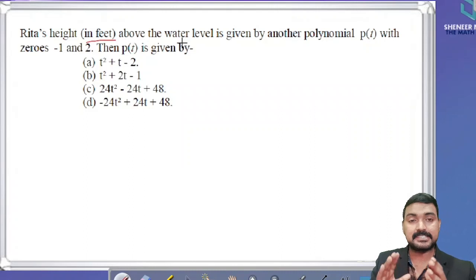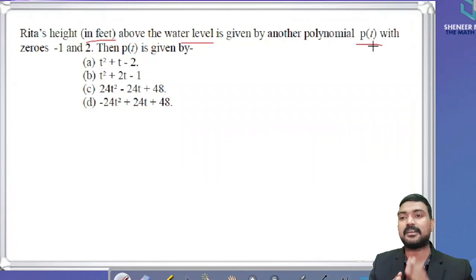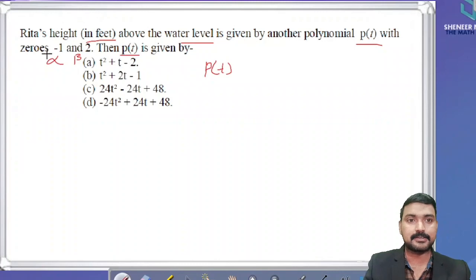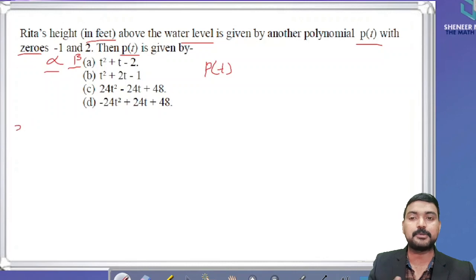Rita's height, which is given in feet above the water level, is given by another polynomial p of t with the zeros minus 1 and 2. Then p of t can be found. How is it possible to find it? My dear students, a polynomial can be formed by using the zeros. We have the expression x square minus alpha plus beta into x plus alpha beta. This is the shortcut to make a polynomial by using its zeros.